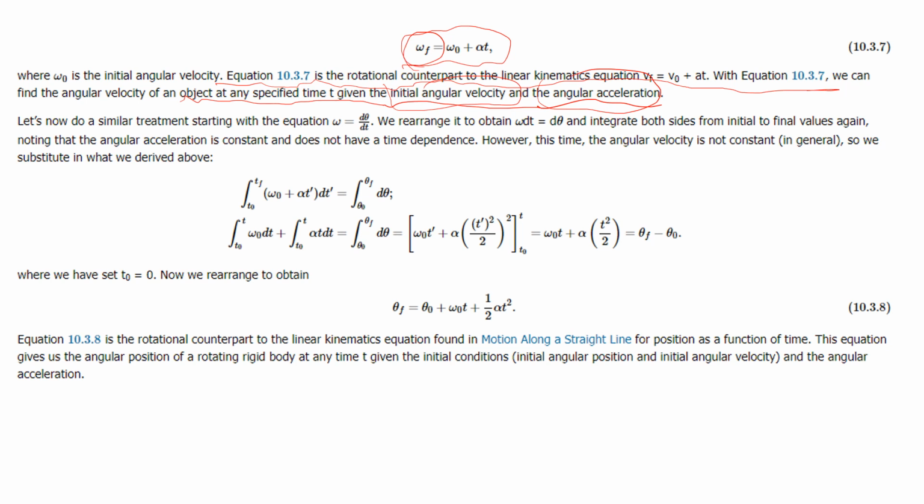Let's now do a similar treatment with the equation of angular velocity. Now take an integral and you end up with the equation theta f is equal to theta naught plus omega naught t plus half alpha t square. Equation 10.38 is the rotational counterpart to the linear kinematics equation we found in our last studies before midterm for the position as a function of time. This equation gives us the angular position of the rotating body at any time t given the initial conditions.